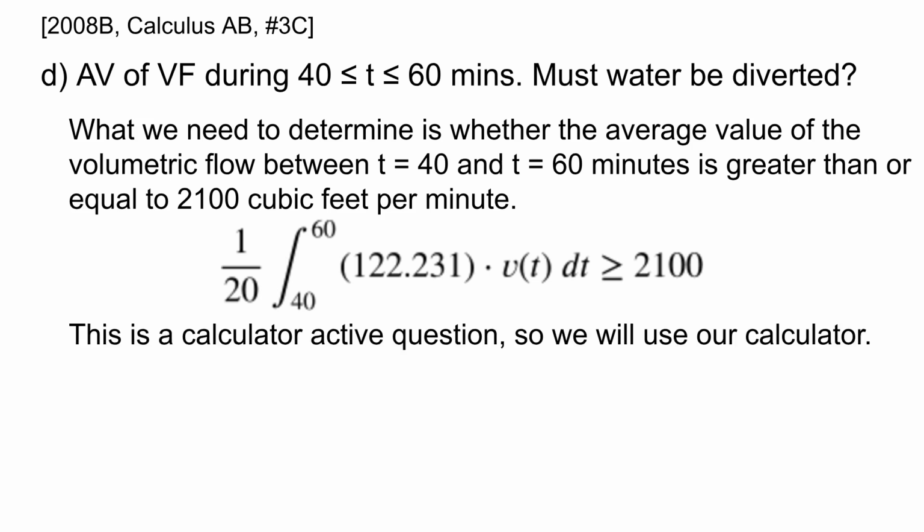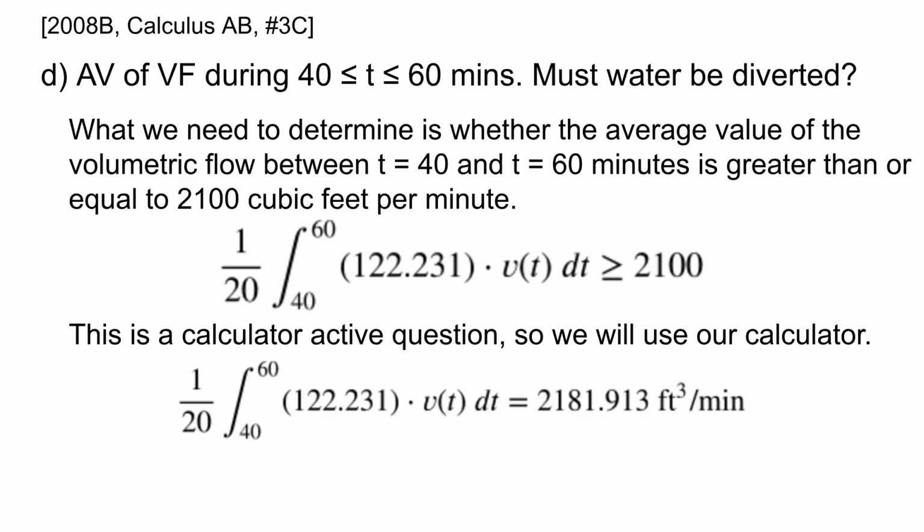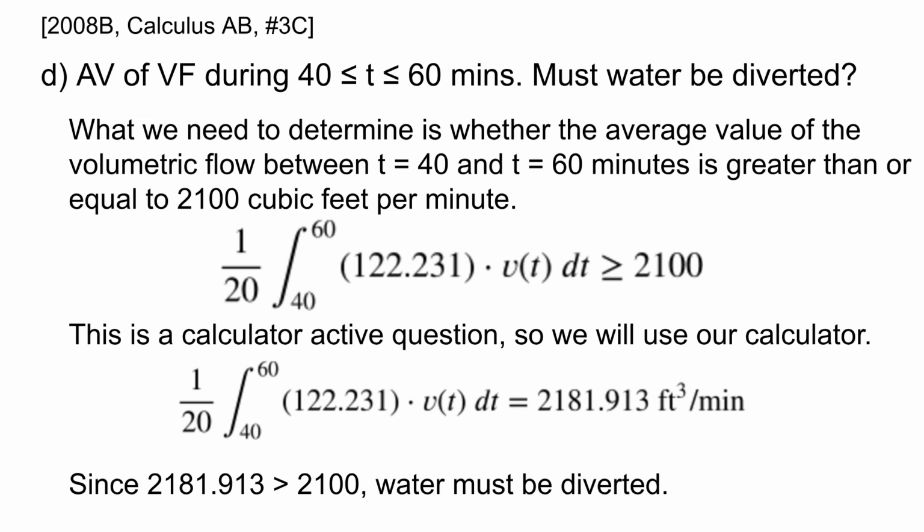Since this is a calculator active question, we're going to use our calculator to evaluate the integral. 1/20th of the integral from 40 to 60 of 122.231 times v of t dt turns out to be 2,181.913 cubic feet per minute. And since the calculated value 2,181.913 is greater than 2,100, yes, water must be diverted.